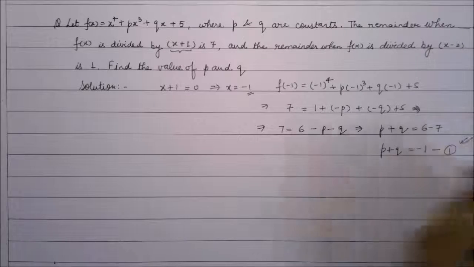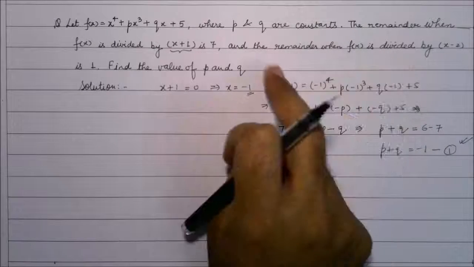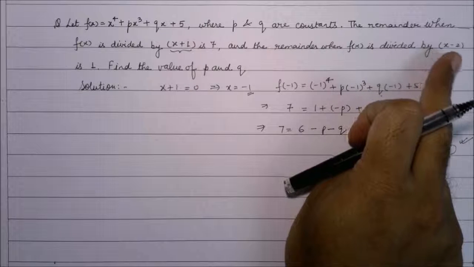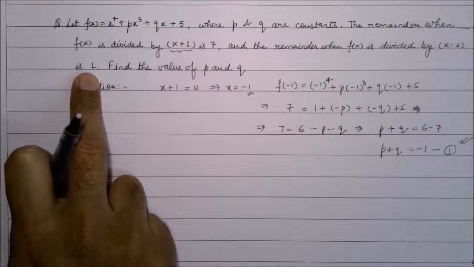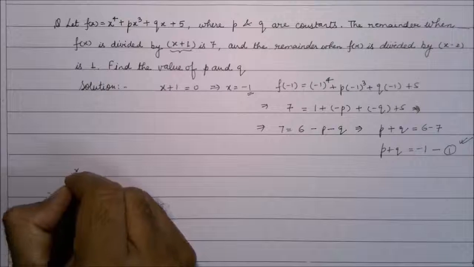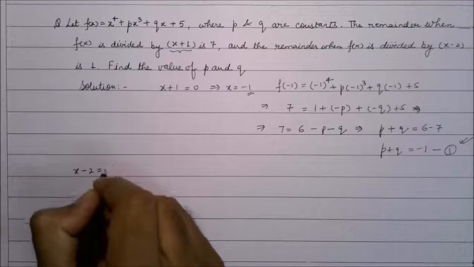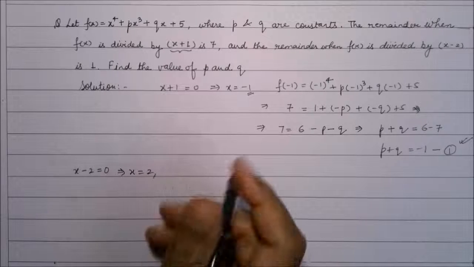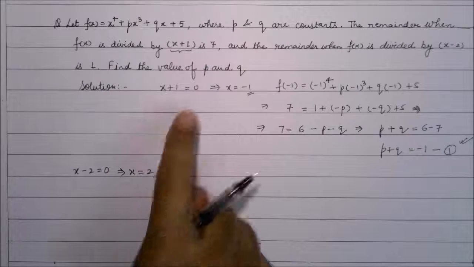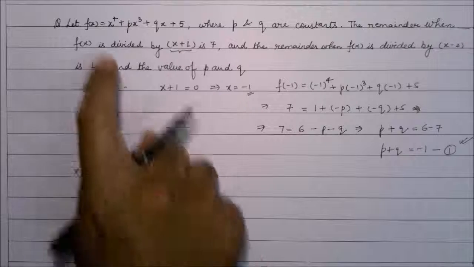Now I will be working with the second thing. Second thing is given as x minus 2. For x minus 2, the remainder comes out to be 1. So let us equate it to 0. When I equate x minus 2 equals 0, I get x equal to 2. Now what I will be doing? I will be doing the same thing what we have done over here.